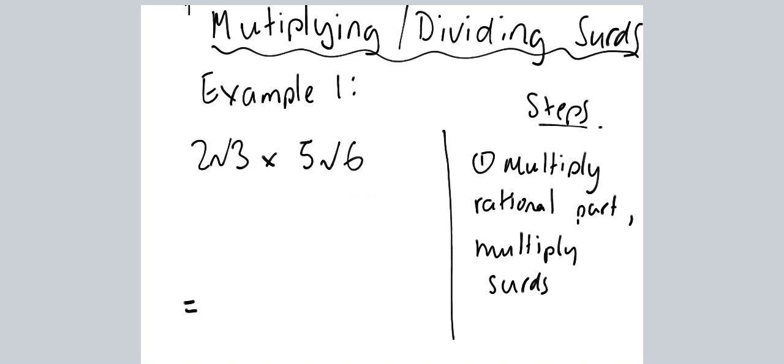You got it? Did everyone hear that? Great. So let me do this in total for you now. So it would be 2 times 5 is 10. Got that? The two rational numbers multiplied together. 2 times 5 equals 10. And then root 3 times root 6 is root 18.